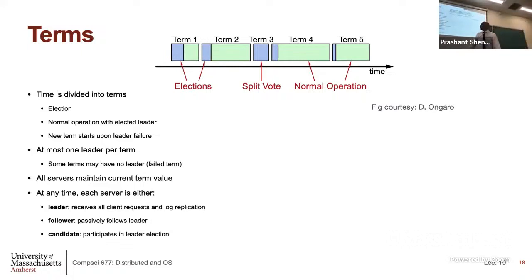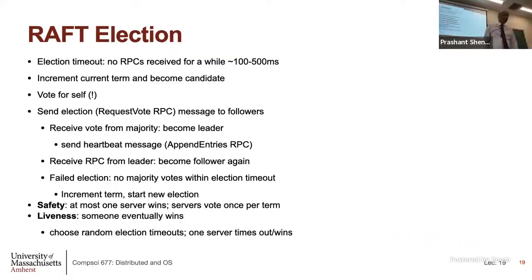So a server at any point can either be a leader, where it's the one receiving requests and telling others, or a follower, where it's passively getting information from the leader, or a candidate, which means it's participating in leader election. We will ignore this and just look at leader and follower on the next slide.